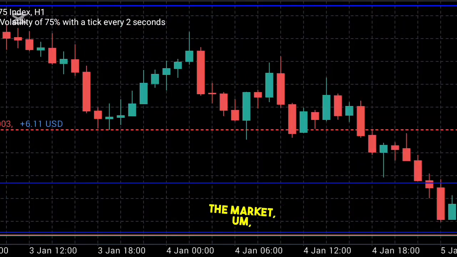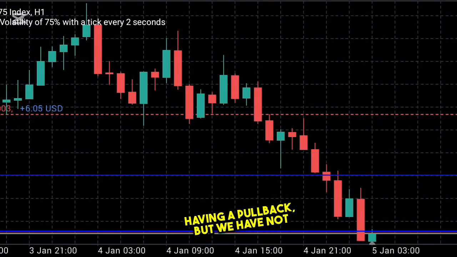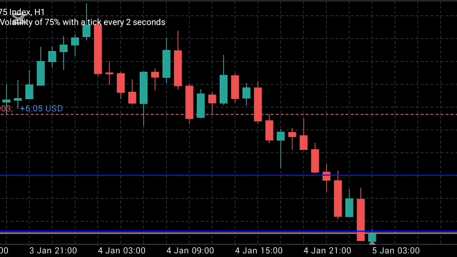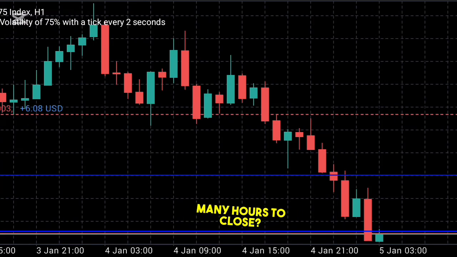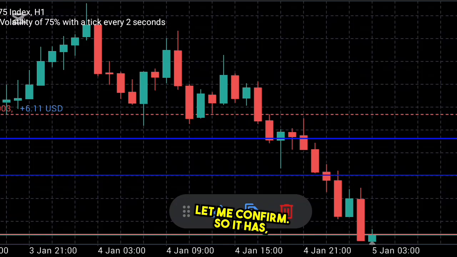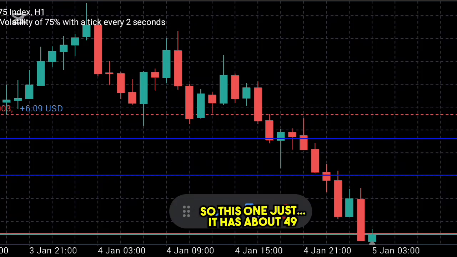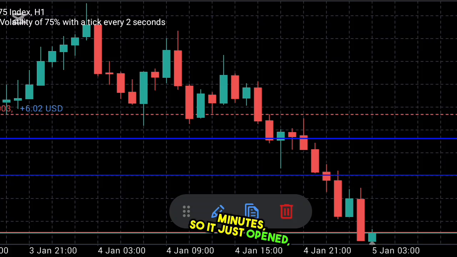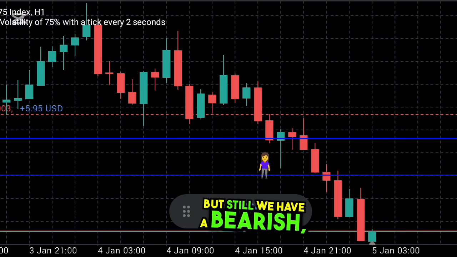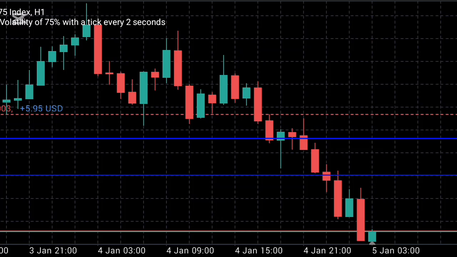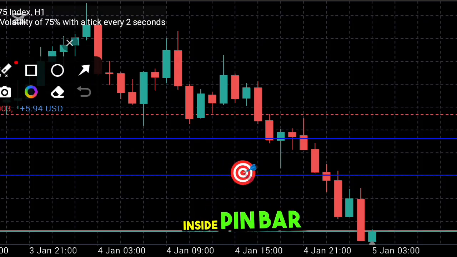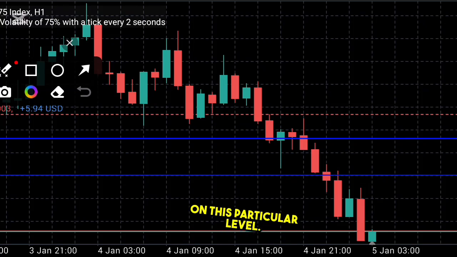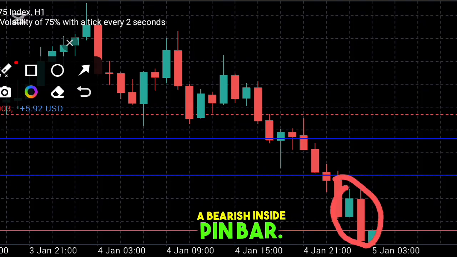We can see the market having a pullback, but we have not seen a reversal signal yet. So maybe if this candle closes, what time is this? How many hours does this one have to close? Let me confirm. This is 1 hour, so it has about 49 minutes. It just opened, but still we have a bearish candle movement. We have a bearish inside pin bar on this particular level. Yes, a bearish inside pin bar.